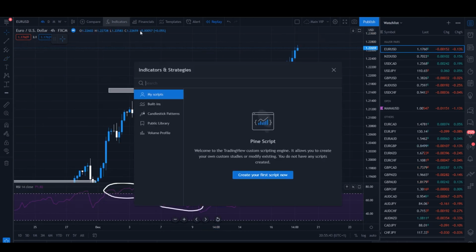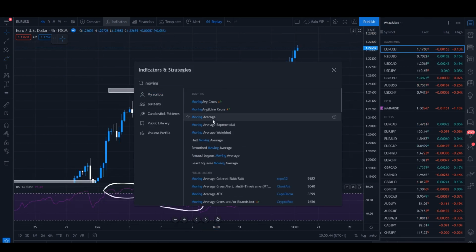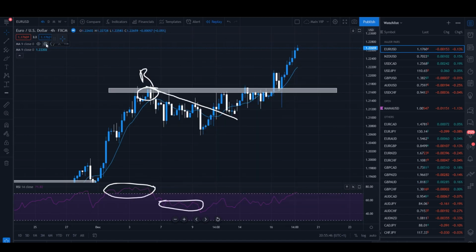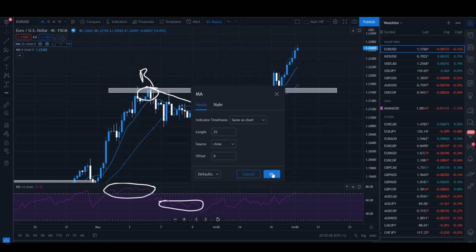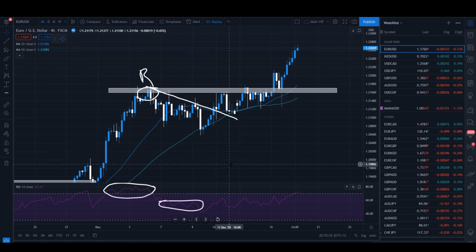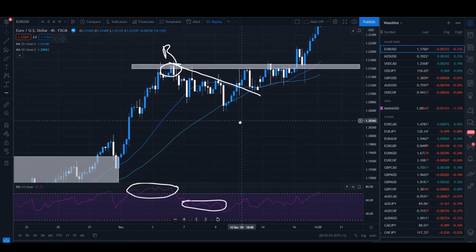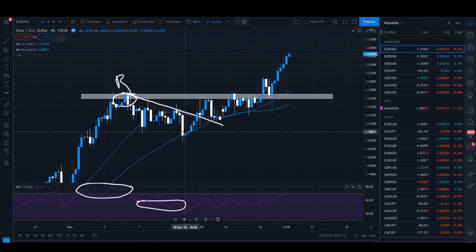Another good indicator would be the moving averages. I love using two moving averages. The lengths of them are 25 and 50. If you use 25 and 50, as you can see, it is trending towards the upside. The candlesticks never really broke the moving averages, so they acted as a nice support level.